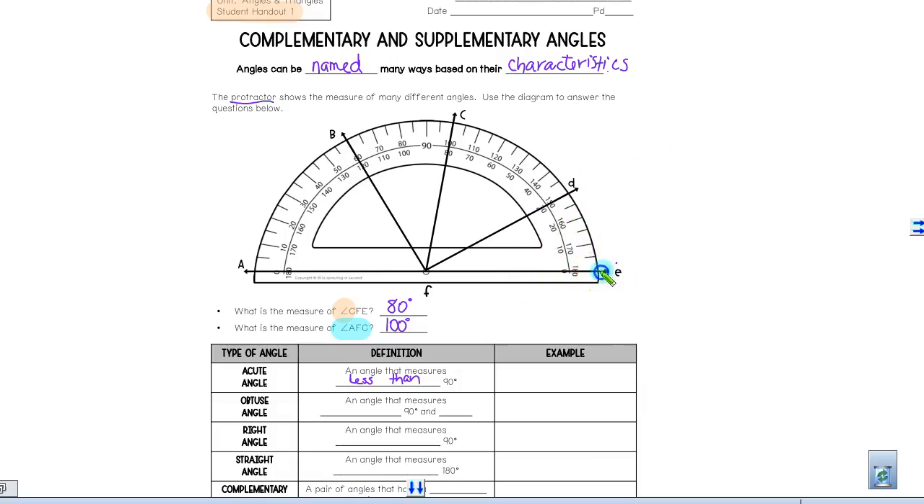I'm noticing if I go from E to F and then up to D right here, that's a pretty teeny tiny looking angle. So I'm going to look at my protractor and I'm going to start with 10, 20. That would be what we call a 30-degree angle. So 30 degrees is less than 90. So we could say that angle, that's my symbol for angle, E, F, D, so E to F to D, is an example of an acute angle.